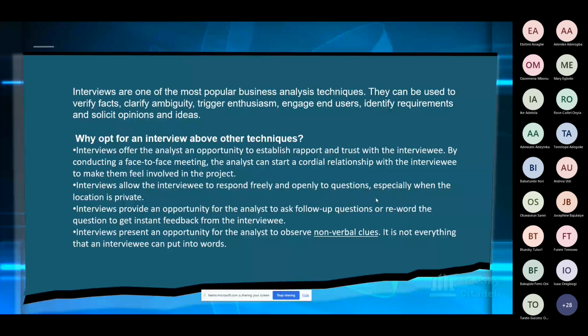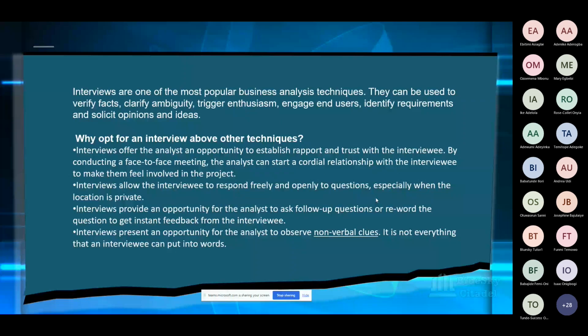Even if it doesn't make sense, there's a way for you to redirect the question so that, like I said the last time, you are the driver of the meeting and you are the one that knows the exact requirement you want to get out of the stakeholder. So you need to ensure that you drive that meeting in that manner.